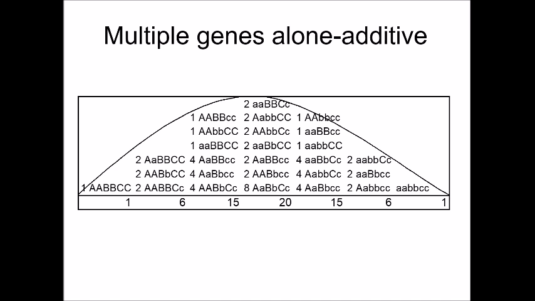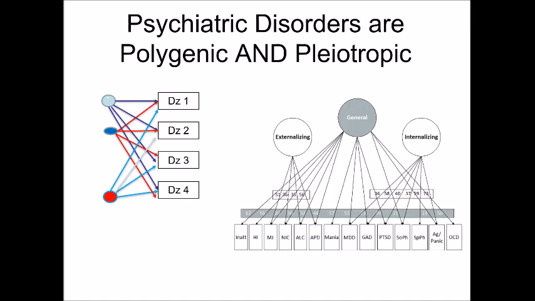Now here, with just 3 genes, each having a dominant and recessive allele, we can very easily form a bell curve. So that shows how genes working together can create normal variation. Of course, we have thousands of genes in most human traits. And again, psychiatric disorders are both polygenic and pleiotropic.